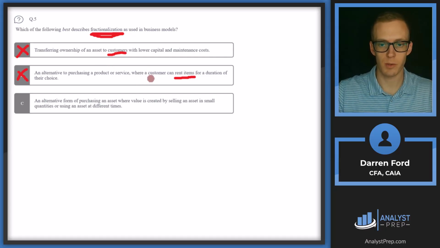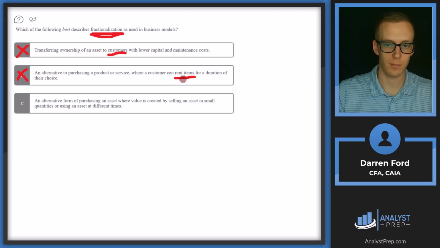This is referring more so to a subscription or rental model. From a subscription standpoint, this could be applied to software. When you pay for a license to some software, you're essentially renting the right to use the software for the duration of the contract. So we should be going with C. Let's make sure we can pick it.